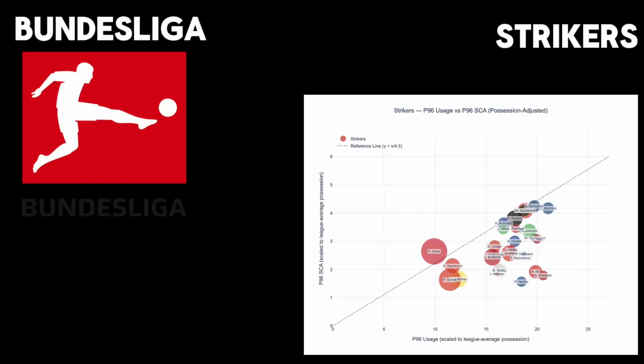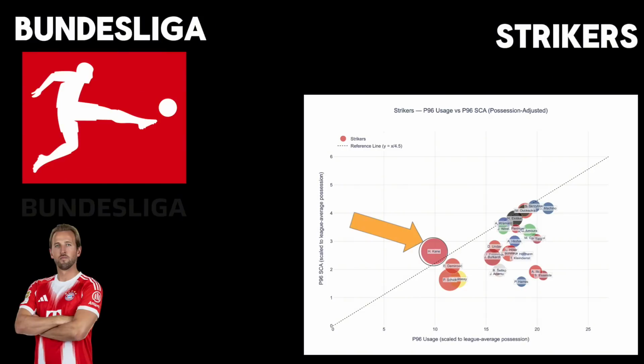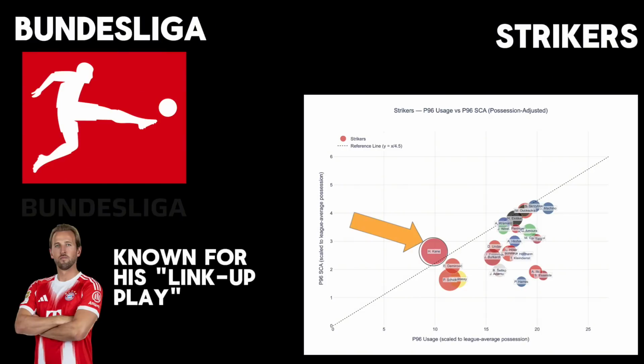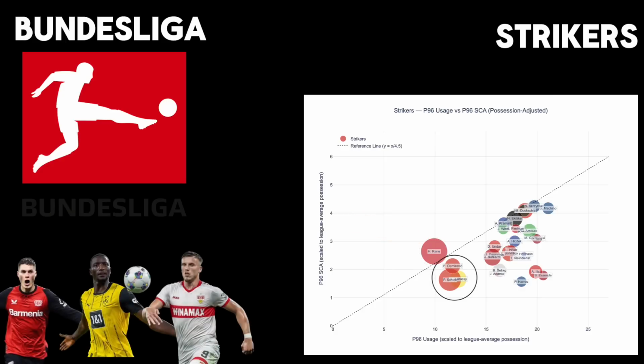Up next is the Bundesliga. Here are all the strikers. The only striker above the line is Harry Kane. This matches what I feel like I've seen from Kane. He's known for his link-up play. Those 3 below Kane, they score a lot of goals, but they're also the type of player that the attack ends with, and they're all 26, 27. The elite teams probably don't want to sign them.